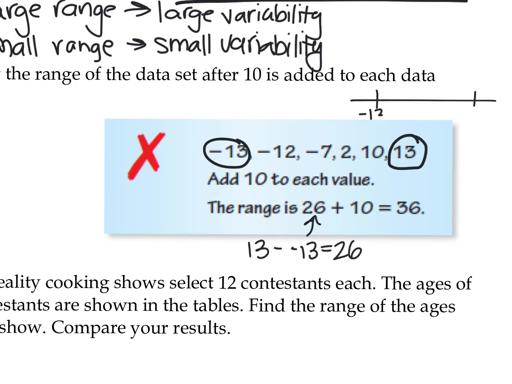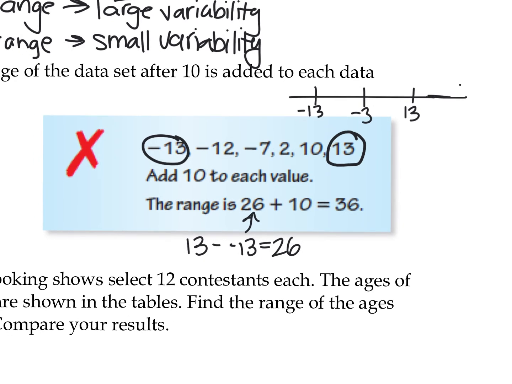first we were here and here is our maximum, and then we shifted to the right 10, and now our maximum is here. So it's the same distance, the same range. Our range didn't get any wider or any narrower. So how they calculated their range by finding the original and then adding 10 to it was incorrect.